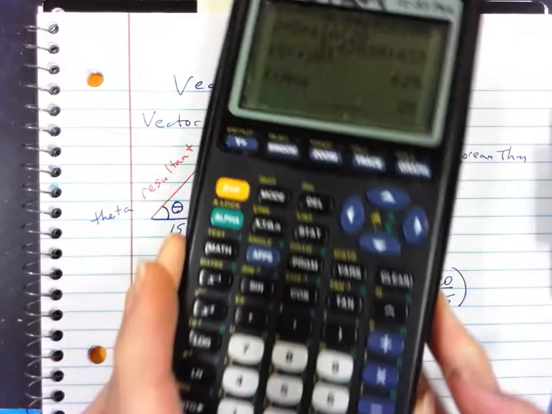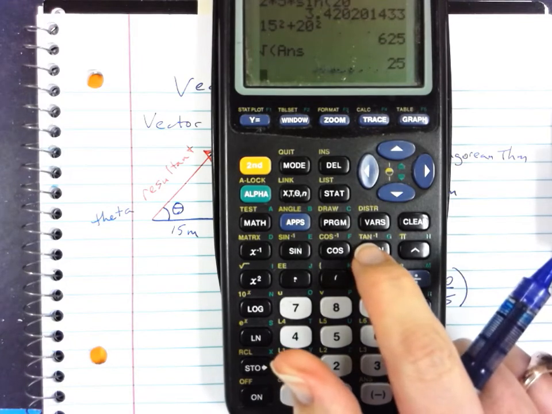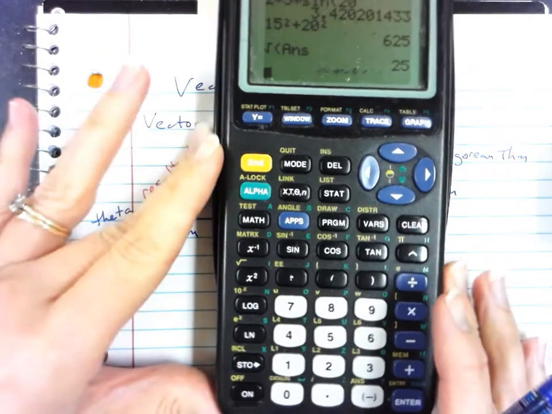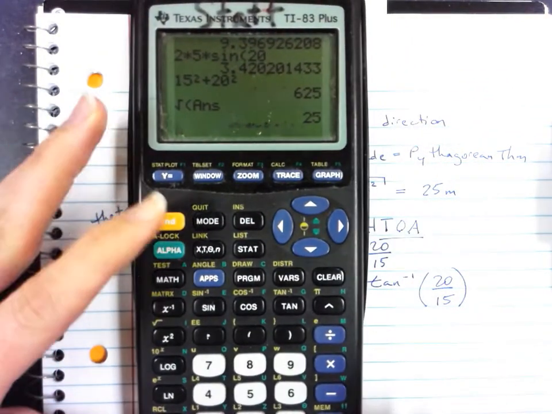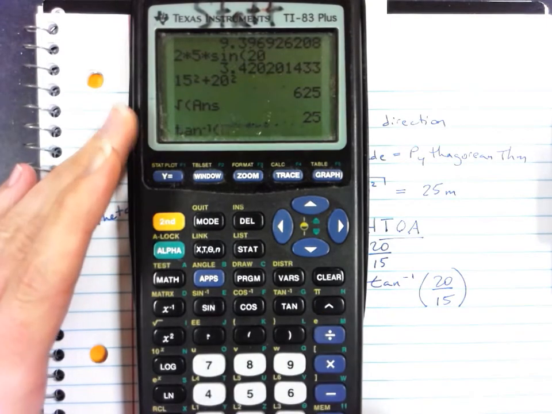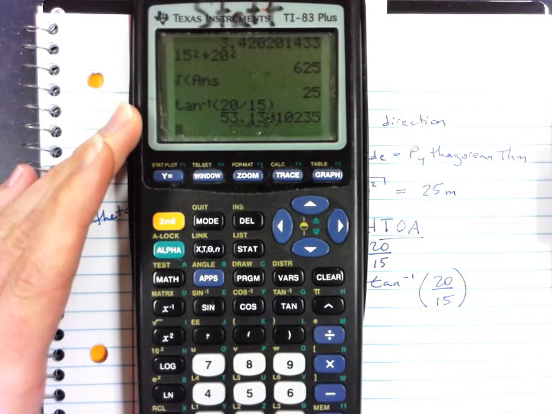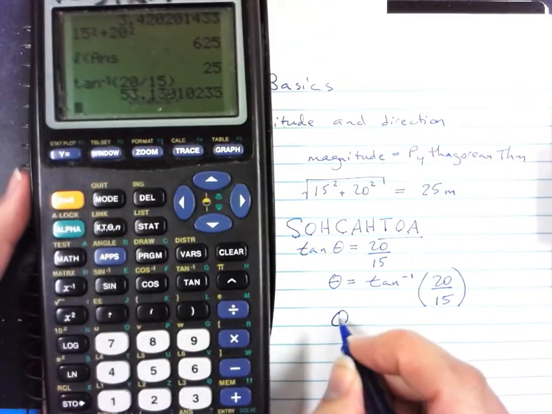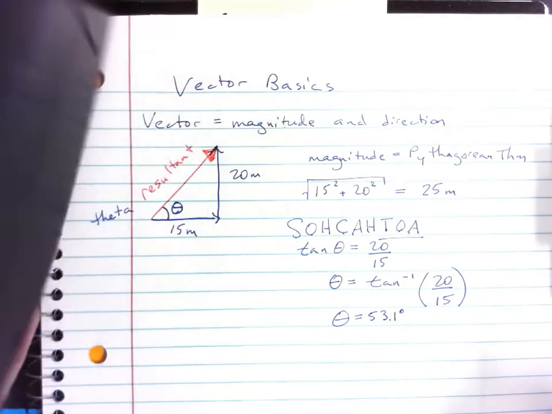It is on all calculators. On my graphing calculator here, you can see above the tangent button is the tangent to the -1. It's in yellow, so I have to hit the second key. So since that's actually showing up on the video, I need to do the inverse tangent of 20 divided by 15. And I get 53.1 degrees. So this angle is 53.1 degrees.